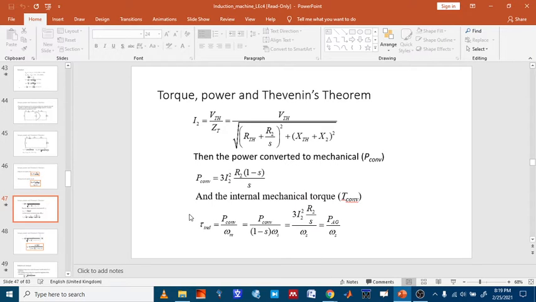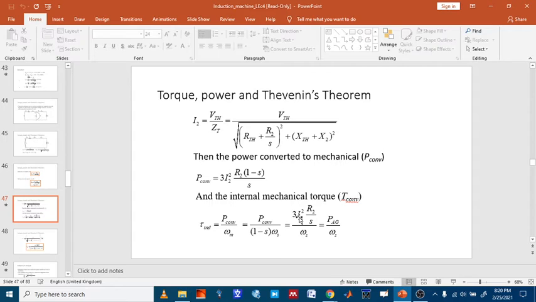Let's look at something: the torque induced. We are interested in this equation. The torque induced is finally given as 3 I2 square R2 by S all over omega S. So we will actually use this equation to develop the induced torque in the induction machine.